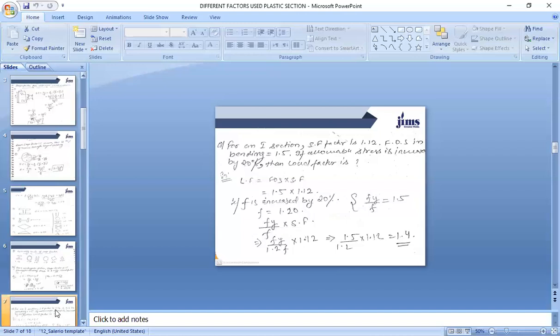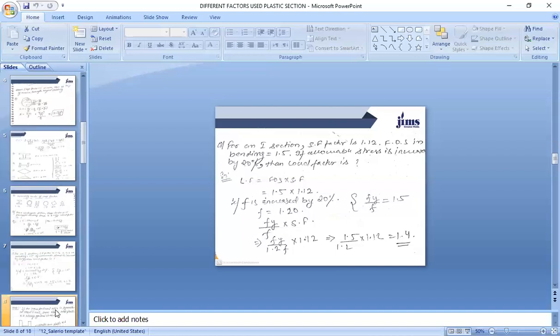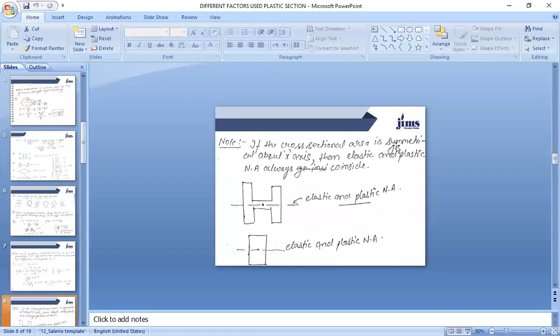Just see this question one. It is simple. Similarly, if the cross section area is symmetrical about the x-axis, then the elastic and plastic neutral axis always coincide. Let's read it out once.